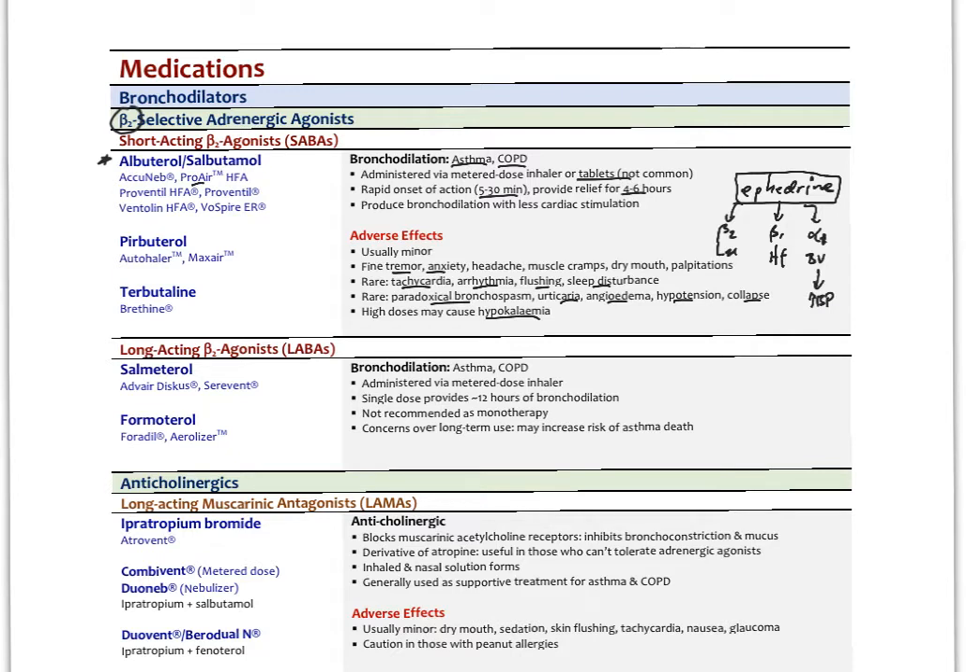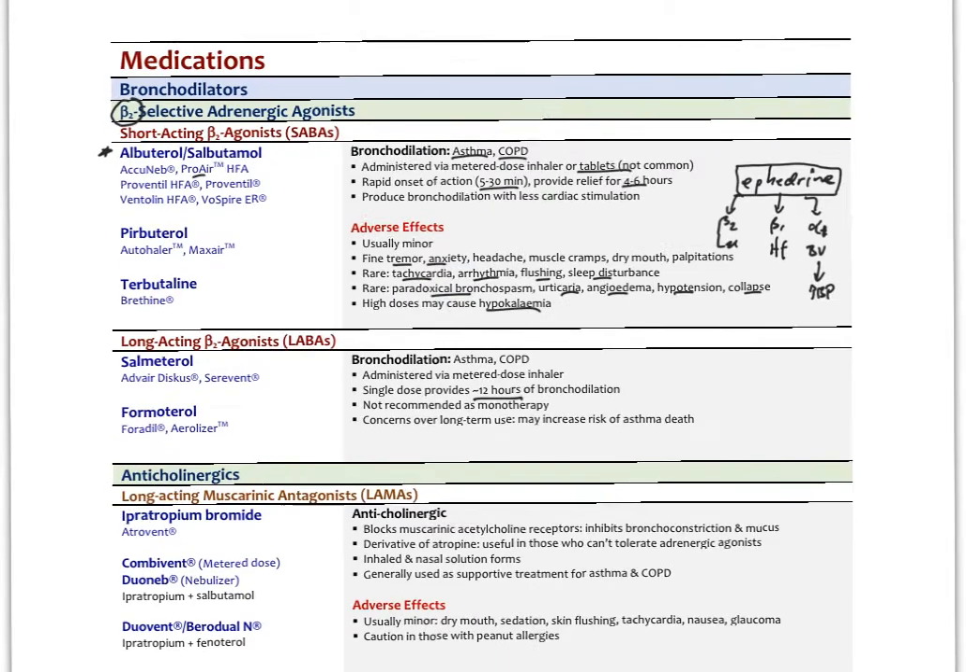So again, same kind of idea, bronchodilation administered by a metered dose inhaler. In this case, a single dose provides up to 12 hours of bronchodilation, not just 6. Again, not recommended as monotherapy and might increase the risk of sudden asthma death. Okay, so those are important to know about, the difference between SABA and LABA.